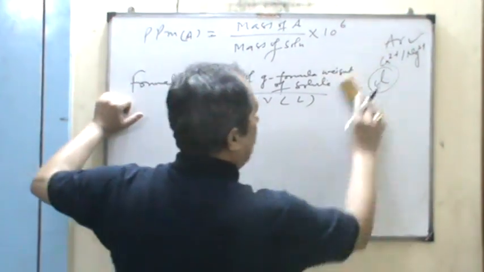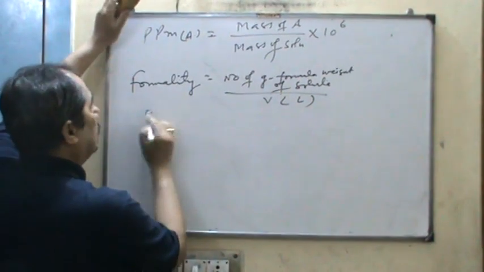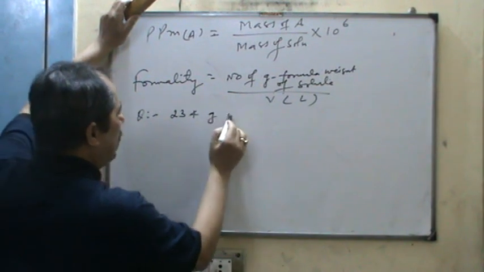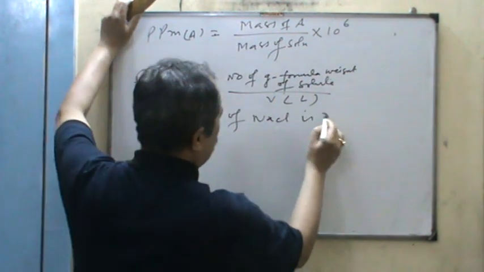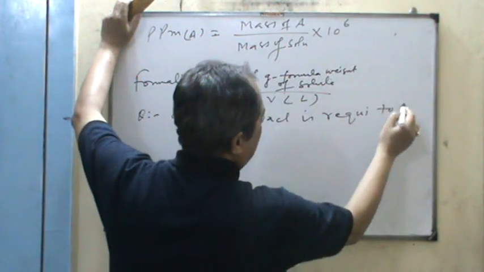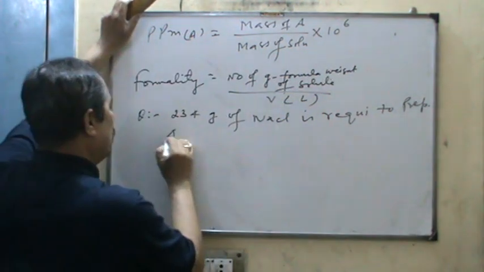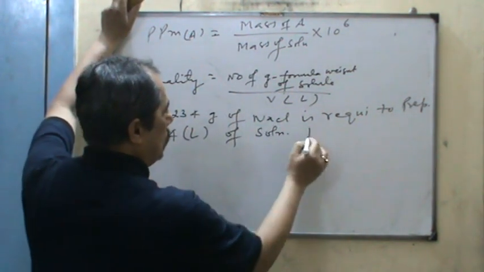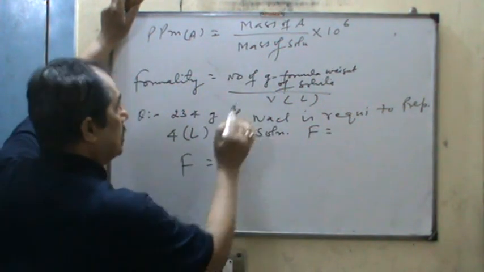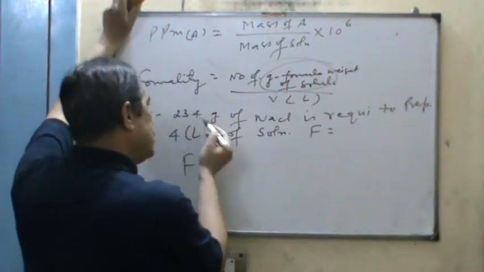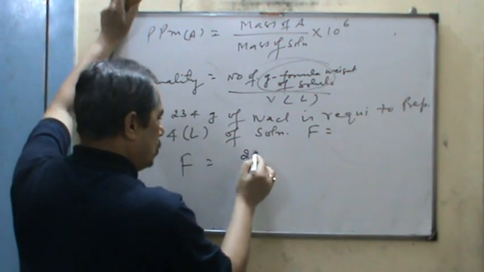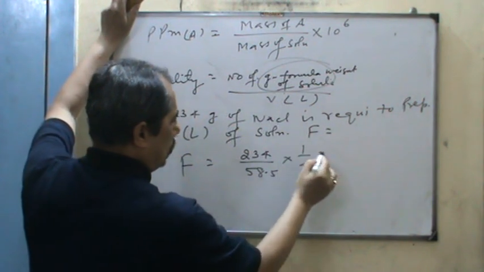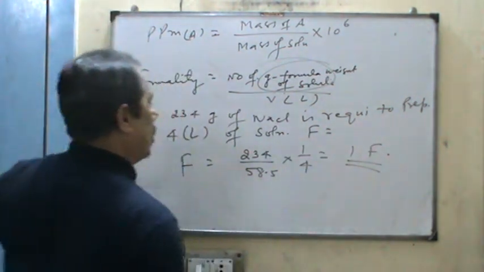Then after that you can solve this question. 234 gram of NaCl is required to prepare 4 liter of solution. What is the formality? Formality is the number of gram formula weight, that means number of moles: 234 over 58.5 into volume 1 upon 4. I think it is a one formal solution.